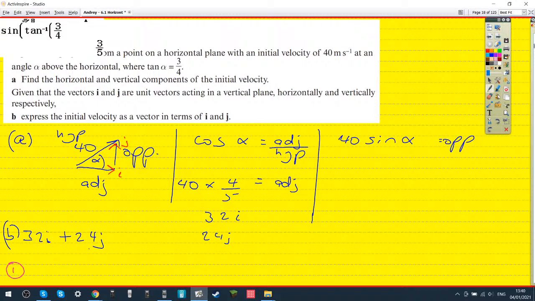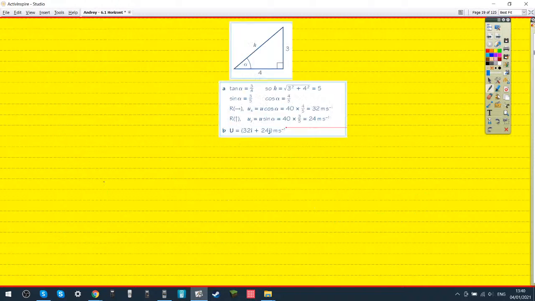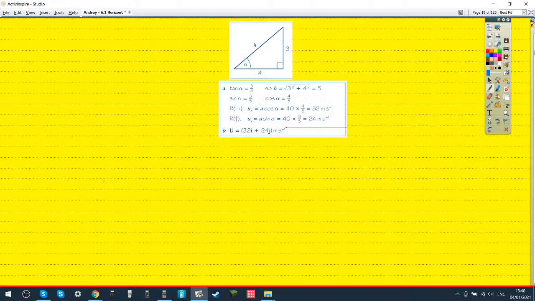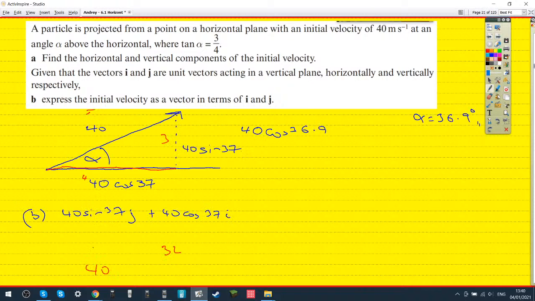And then from there. In general, the i direction, like the x direction, is F cos alpha. The j direction, F sine alpha. So force times cos alpha, because that's the adjacent. Force times sine alpha, because that's the opposite. Any questions about that? No. Okay. That's that question.